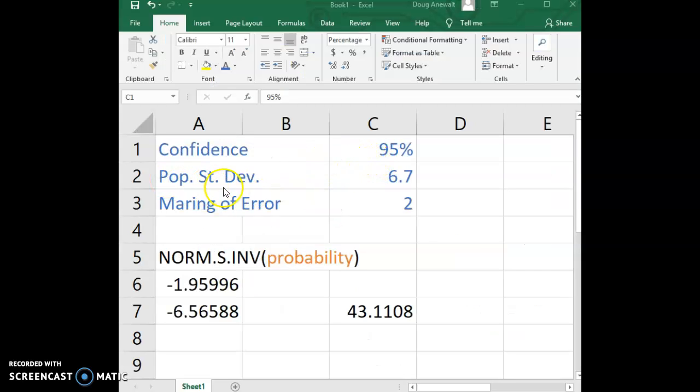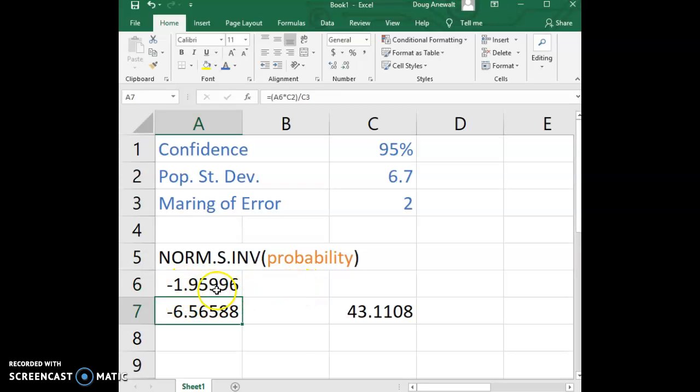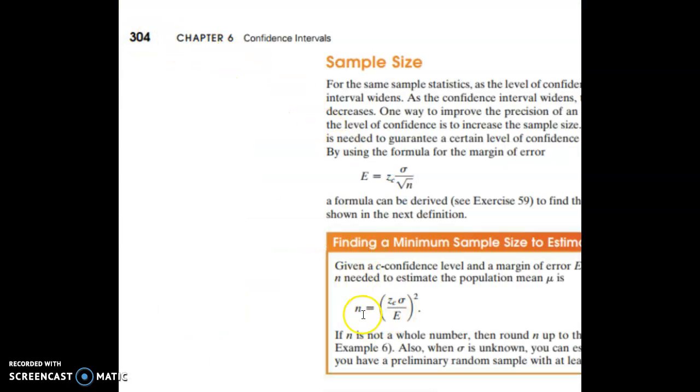So because we have the population standard deviation, we're dealing with the normal distribution. We want to use this formula, NORM.S.INV, and we want to find the critical value associated with 2.5% in the tail. And we get that value from Excel. So now we use that formula to find the sample size that we're going to need.